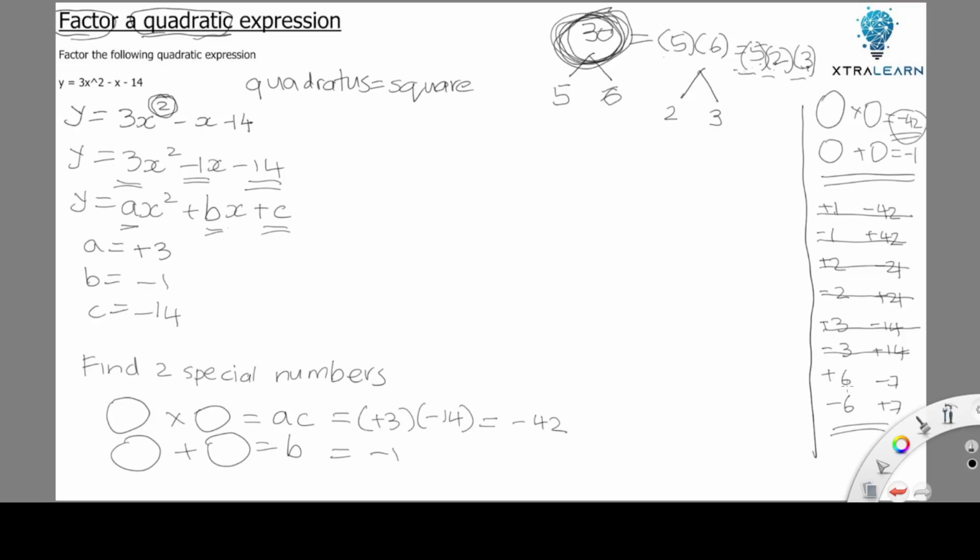And then we get to this, +6 and -7. Well, if you add up +6 and -7, that does give you -1, so that's got to be it. And of course, -6 and +7 can't be it because they add up to give you +1, and we're looking for -1. So we just found our two special numbers. They're +6 and -7.